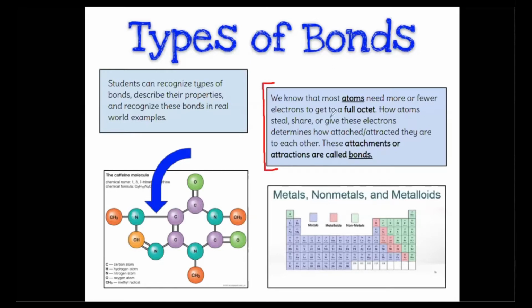So whether atoms are going to steal electrons, share electrons, or give up electrons to get to that full octet is going to determine how attached or attracted they are to each other. We call those attachments or attractions bonds, and that's how we end up with different molecules. Instead of everything in the natural world just being lithium or carbon or nitrogen, the combination of those atoms is what gives us our ability to have chitin and cellulose, and things like caffeine or Tylenol. Or something as simple as water.